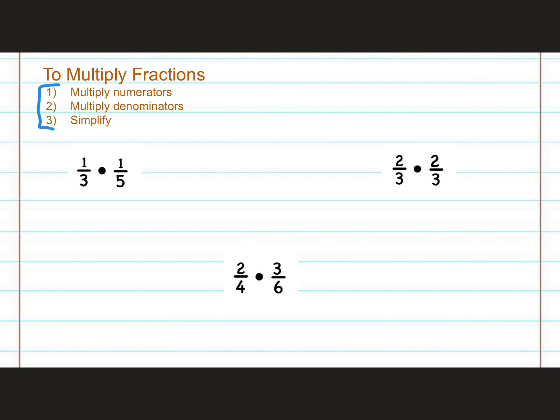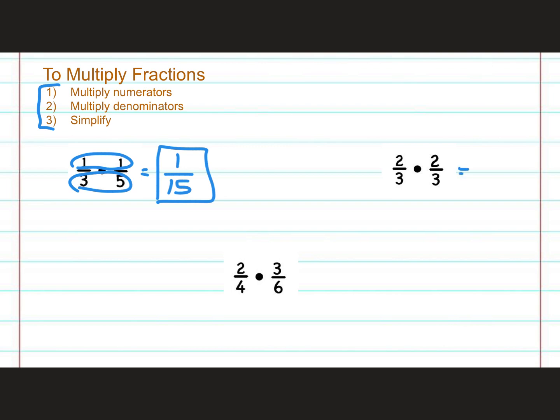So it's pretty straightforward. On this first one, 1/3 times 1/5, we're going to multiply the tops of our numbers. 1 times 1 is 1. Multiply the bottoms. 3 times 5 is 15. Check to see if it can be simplified. But otherwise, that's our steps when we just have fractions.